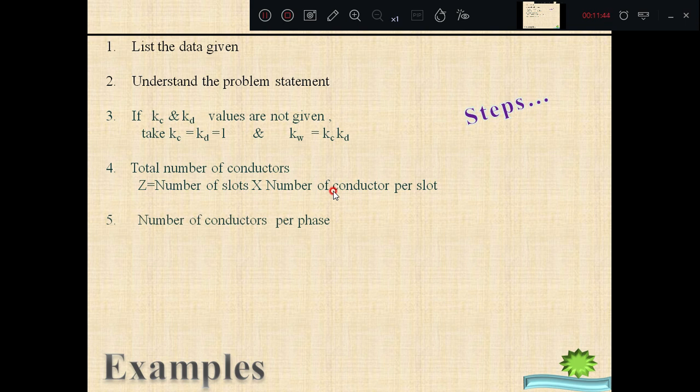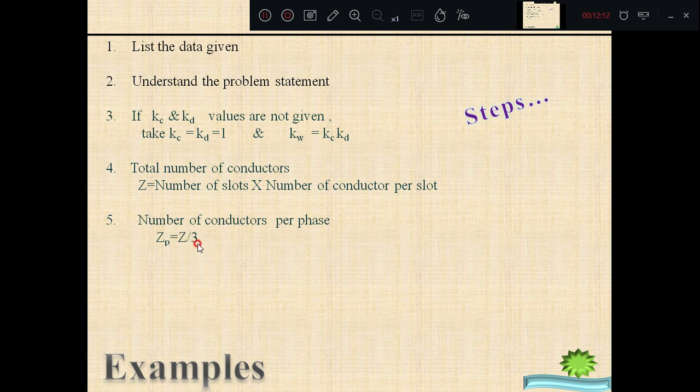Then we are calculating the EMF on a per phase basis. What I want is the conductors per phase. Z is the total number of conductors. Here there are 3 phases. Therefore, you have to calculate the number of conductors per phase, that is Zp, equal to Z by 3. That is Z by 3 is the number of conductors per phase.